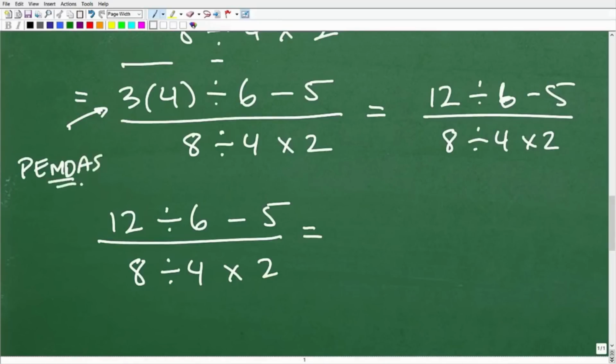So let's go back to our M and D. Just because we just did a multiplication doesn't mean that we're going to move on to addition and subtraction. We have to exhaust all situations that involve multiplication and division. So I'm focused on the numerator. Is there any multiplication or division? Yes, there is division going on here. So 12 divided by 6 is going to be 2. So this is going to be 2 minus 5, over what's going to go on in the denominator.